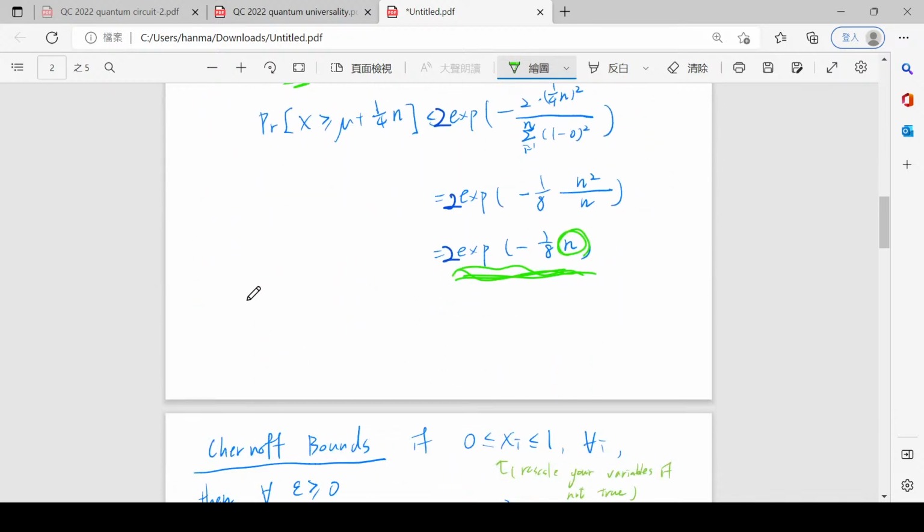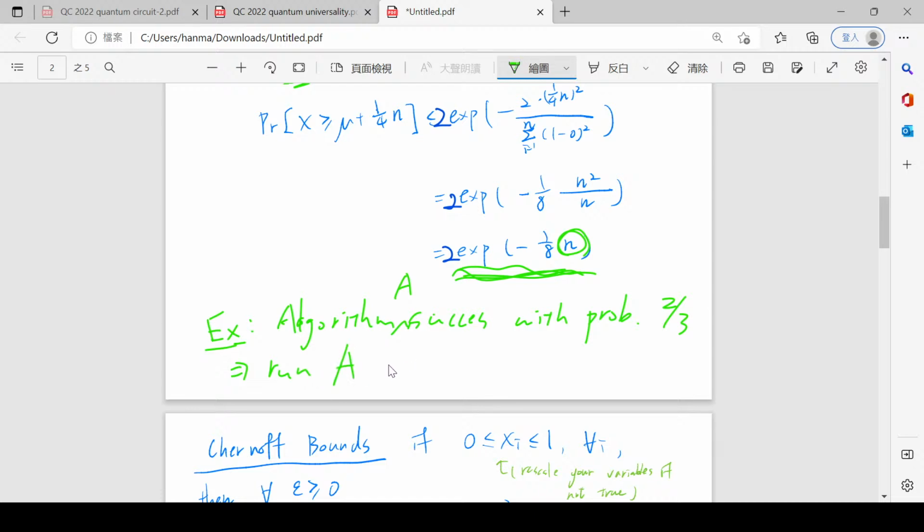So why would we want to talk about this? We can think about, let's say, an algorithm. This can be very useful for amplification, right? So we have an algorithm A that succeeds with probability 2/3, and then you run A like 10 times.